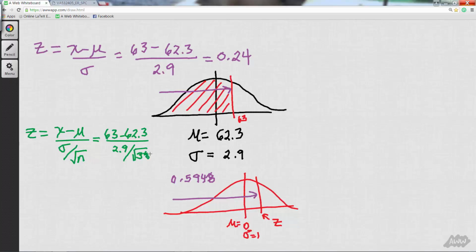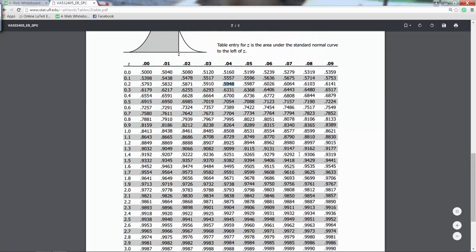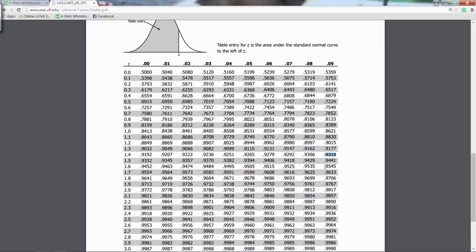And so if I throw that in my calculator real quick, 63 minus 62.3 divided by 2.9 over the square root of 38, I get 1.49. Rounding, I get 1.49. Once again, I go to my table and I look for 1.49, and it looks like it's this value right here, 0.9319. So that would be the probability.